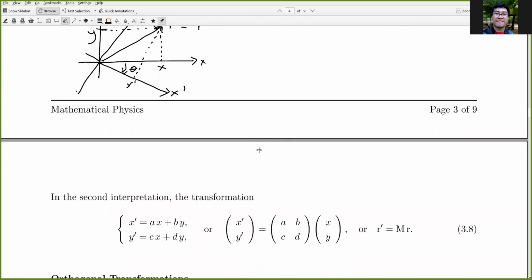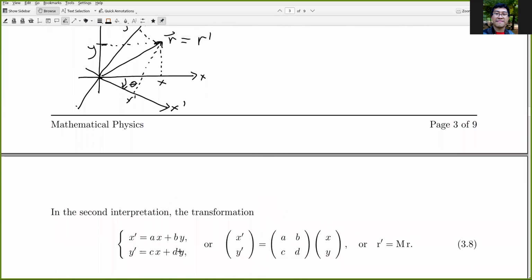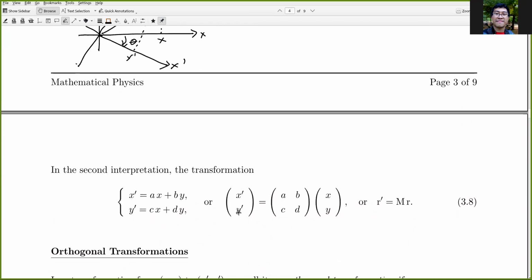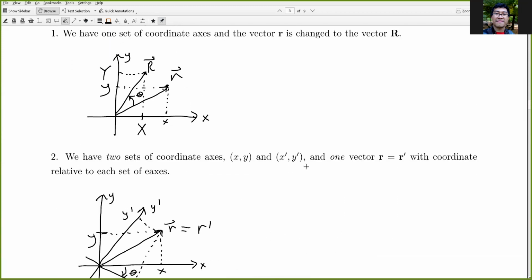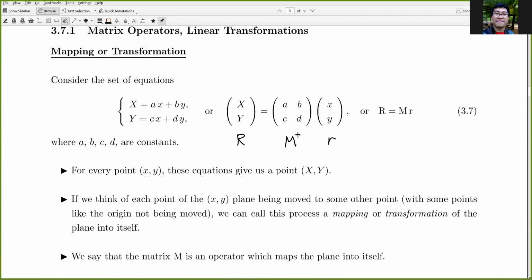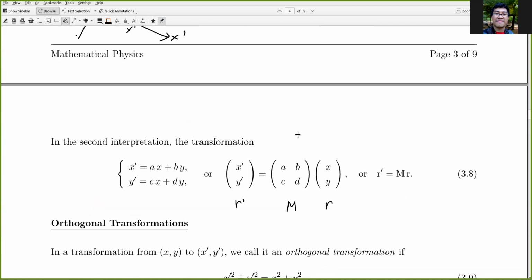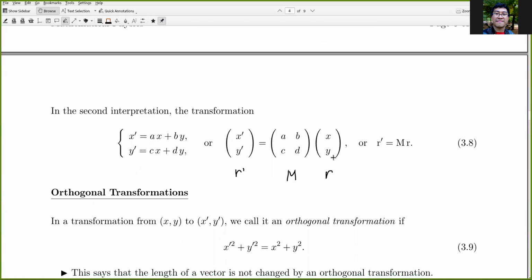In the second interpretation, we can write in a compact form this column matrix R'. This is a matrix acting on the vector R. This M is different from the M that we have here, but they are related. The R's are the same. Although these are the same vectors, we are using different components, so the components here and here are different.